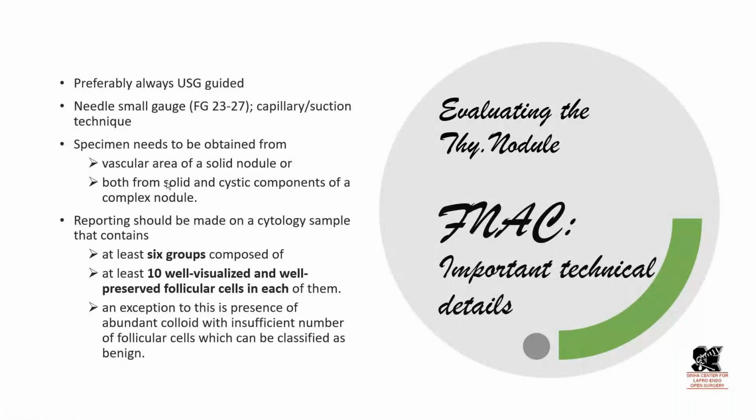What is very important is that reporting should be made on a cytology sample that contains at least 6 groups. So 6 groups composed of what? At least 10 well visualized and well preserved follicular cells in each one of them, right? So that means you have to have 6 samples and each sample should have a minimum of 10 cells before you can go ahead and report on FNAC, right? An exception is a colloid nodule, where you'll only be aspirating colloid, so that is an exception. You won't be finding any follicular cells there.